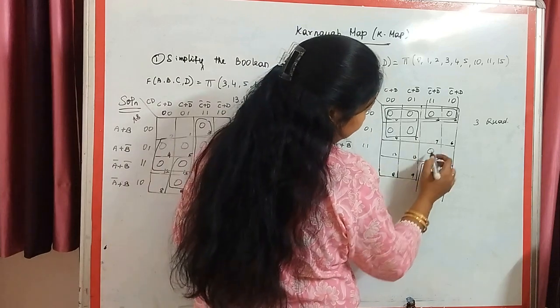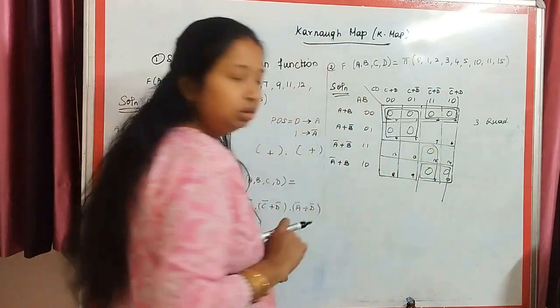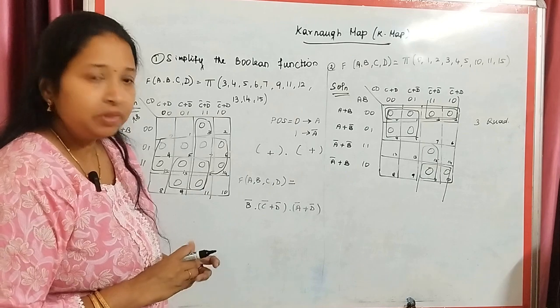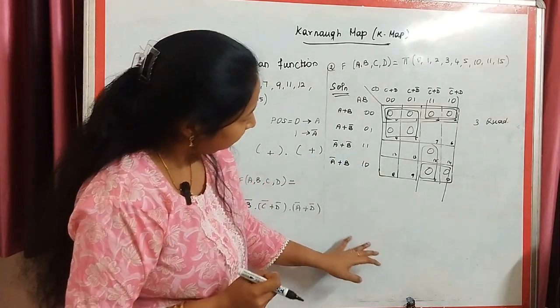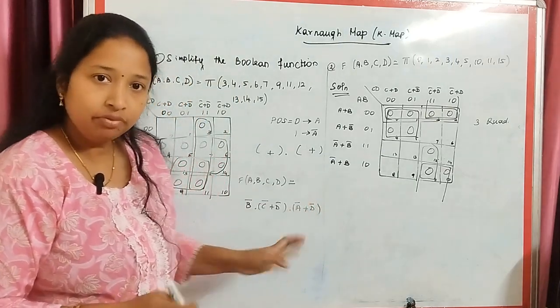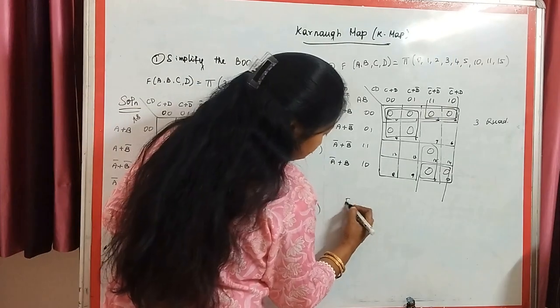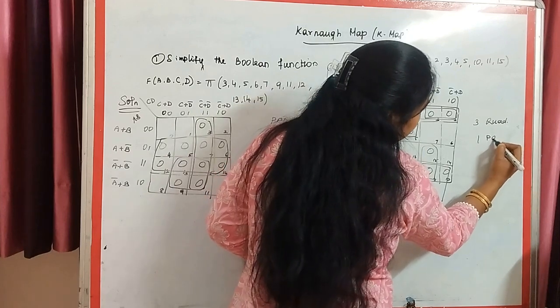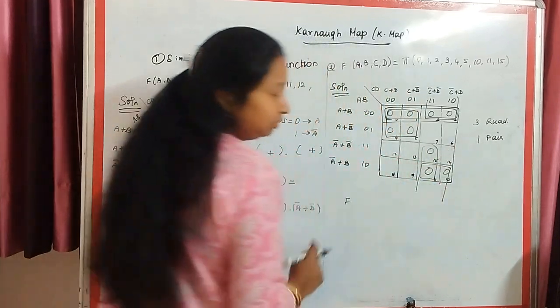Now, is there any other quad? No. Now go for a pair. I can combine these two as a pair. Understood? Is it clear? Now see whether I have left any max term. Is there any zeros left without grouping? No, I have grouped everything. Fine. Now we have to go for writing the expression. Altogether, how many terms are there? How many max terms will you be getting? 3 plus 1, 4 max terms.